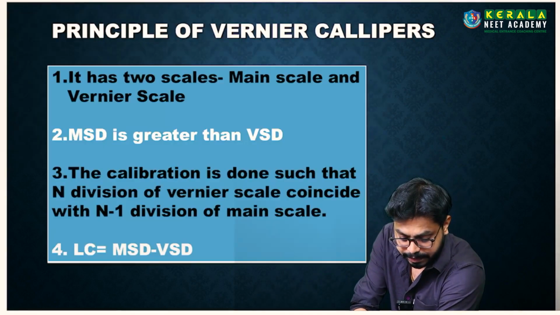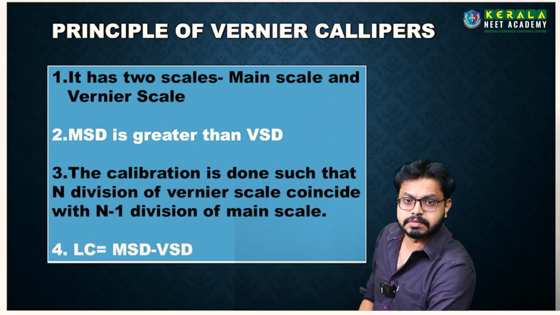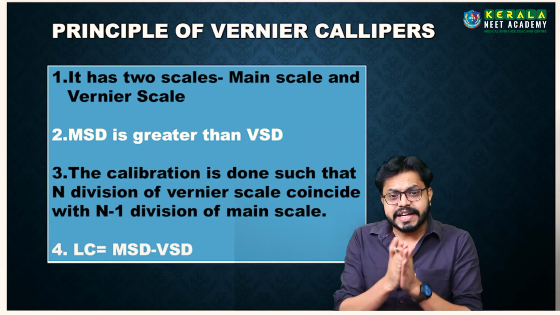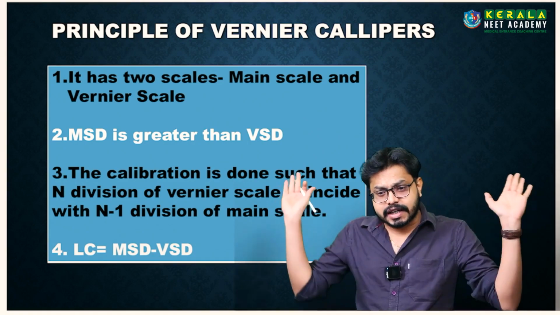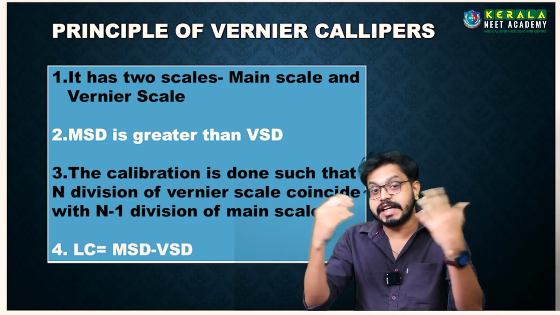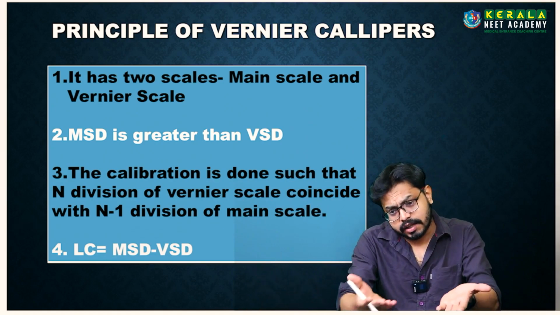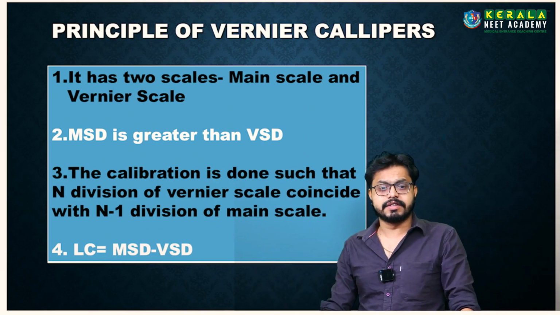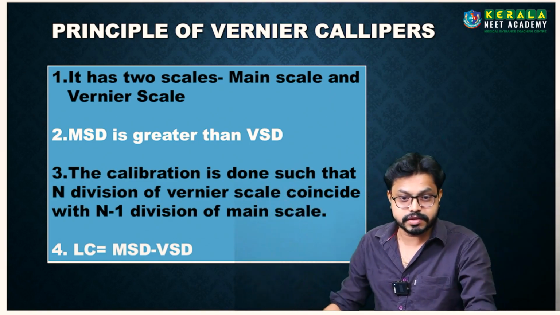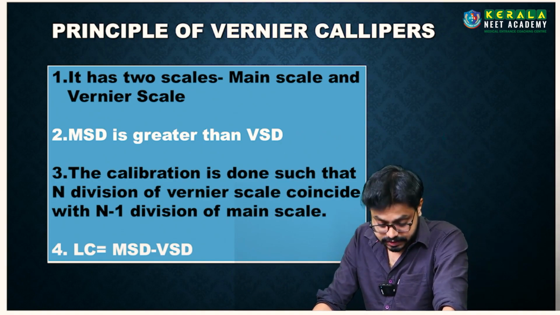Before that, the principle and the other properties. It has two scales, the main scale and the vernier scale. The second point: main scale division is always greater than vernier scale division. Don't worry about it, just understand the point. That is the property of the vernier caliper.